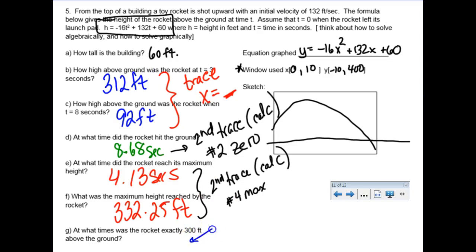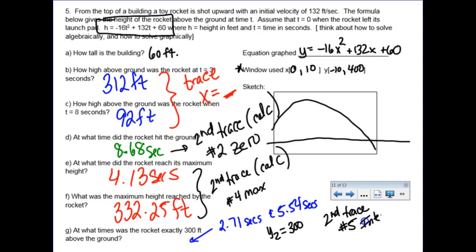So this guy right here was 2.71 seconds, and was it 5.54? Yes. Okay. And then remember, you're writing yourself notes about how you found that. So in Y2, you put a 300, and then you went to second trace, and you chose number 5, which was intersection, or intersect, I think it's called. All right. So far, so good. Don't put that calculator away because we're about to use it a whole bunch more. Can you find worksheet 8?